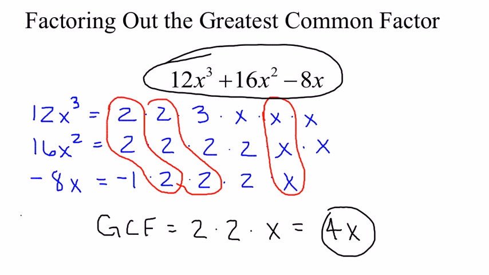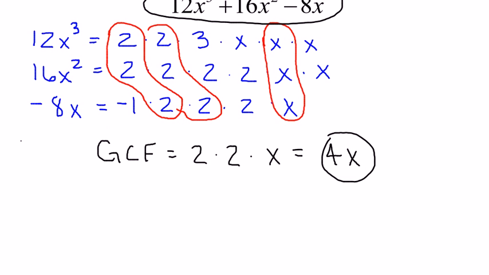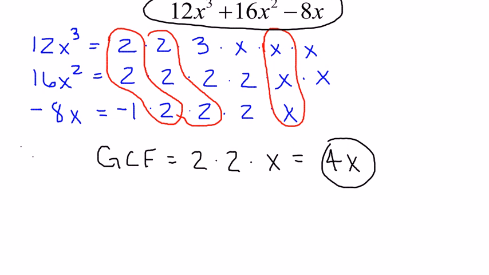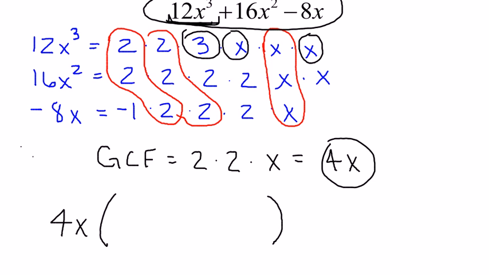So here's what we're going to do. We automatically write this 4x on the outside. And then we're going to put parentheses around what needs to be on the inside. So notice with this 4x, the things that are left over from this term, 12x cubed, are the 3 and the other 2 x's. So we have to write that down. So we have 3, and if we multiply them together, we have x squared.